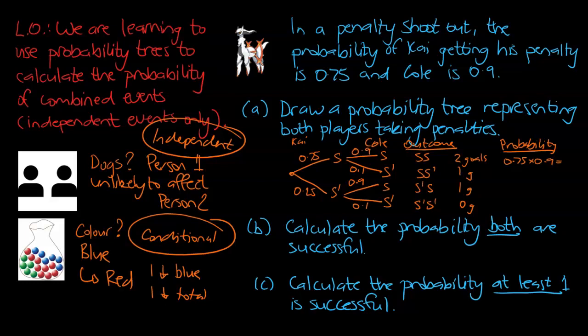That comes to 0.675. We're then looking at our next outcome. Well, what's the probability of this? We follow it backwards. You can see it's 0.75 and 0.1. So 0.75 times 0.1. That should be 0.075. And then we're looking at our next branch. Follow it backwards. So that's 0.25 and 0.9.